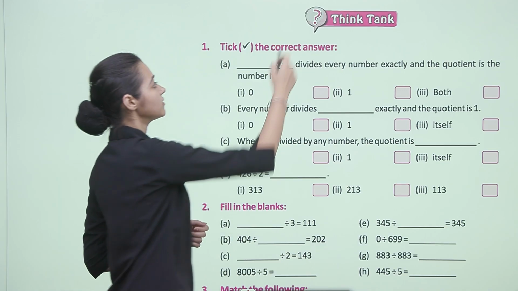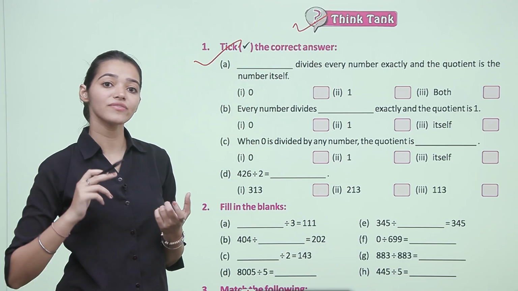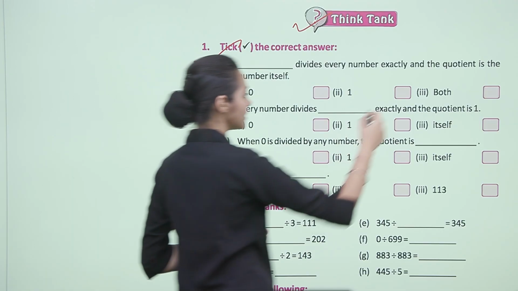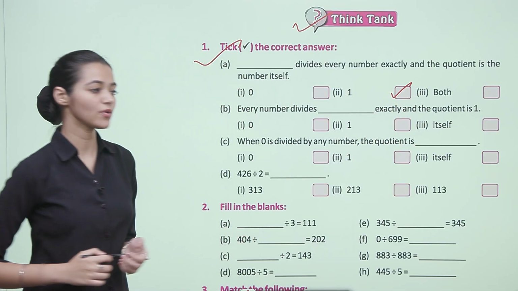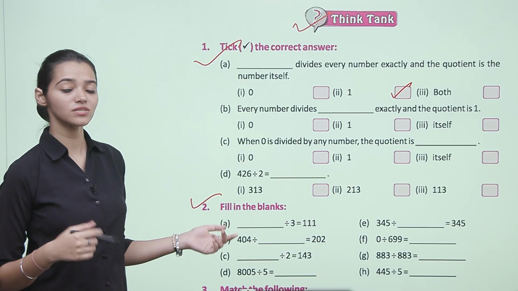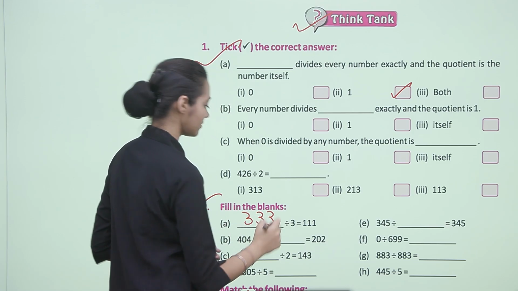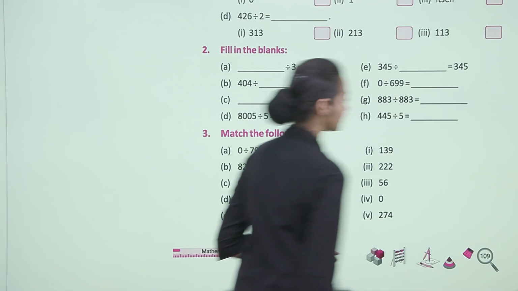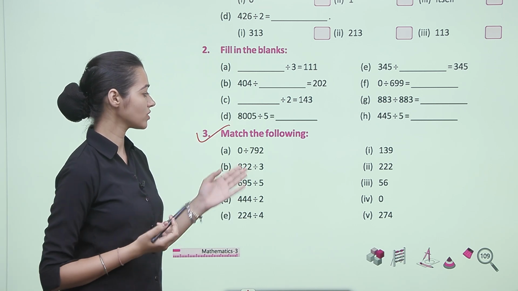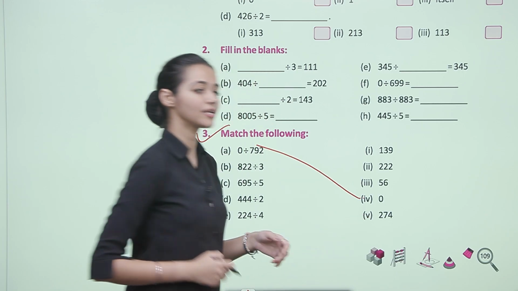Now next is our think tank. In the first part, we have to choose the correct option. Dash divides every number exactly and the quotient is the number itself. Very good, that is 1. That's how we can complete the remaining part. Now in the next one, we have to fill in the blanks. What divided by 3 equals 111? Very good, 333. Now next one is, we have to match the following. 0 divided by 792 is the fourth option, that is 0.